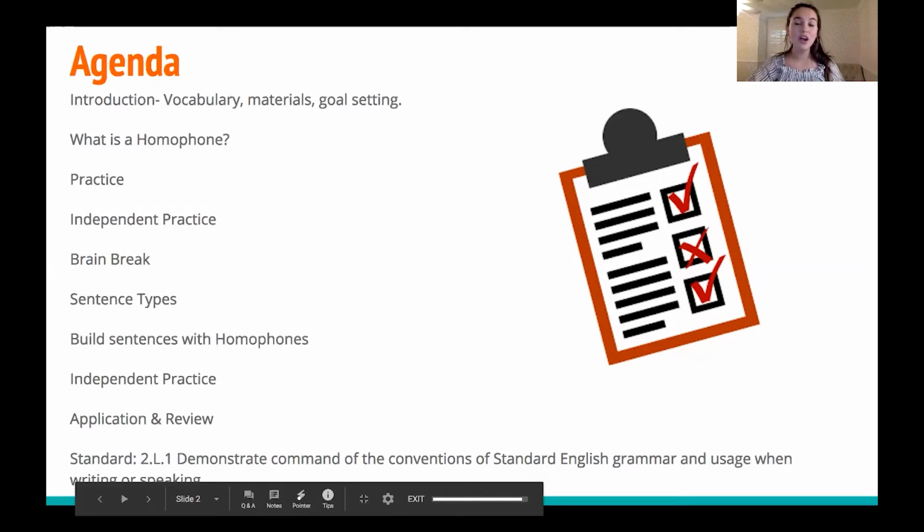And the standard we are following today is to demonstrate the command of conventions of standard English grammar and usage when writing or speaking. So basically, you guys are just going to be able to know how to use both homophones and also identify sentence types when you're writing or speaking.